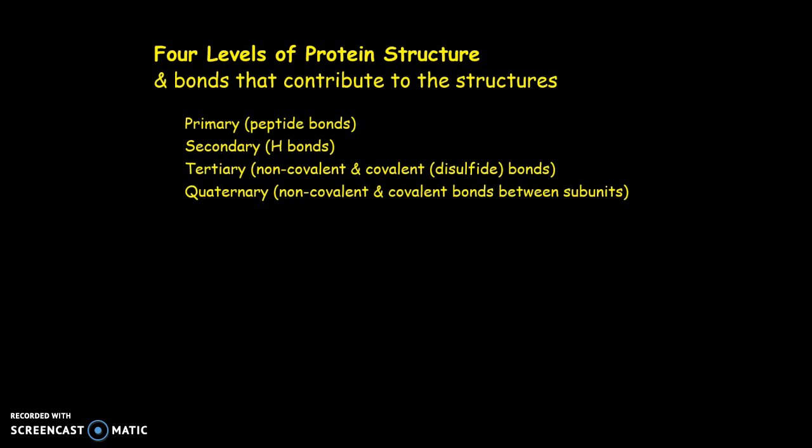The one you're going to remember here is hemoglobin, which is made up of two alpha hemoglobin subunits and two beta hemoglobin subunits. So these alpha globins and these beta globins are going to interact with each other to create an overall 3D structure that is the functional protein. And so again, these are going to be non-covalent or covalent bonds between subunits, and the covalent bonds are again going to be disulfide.